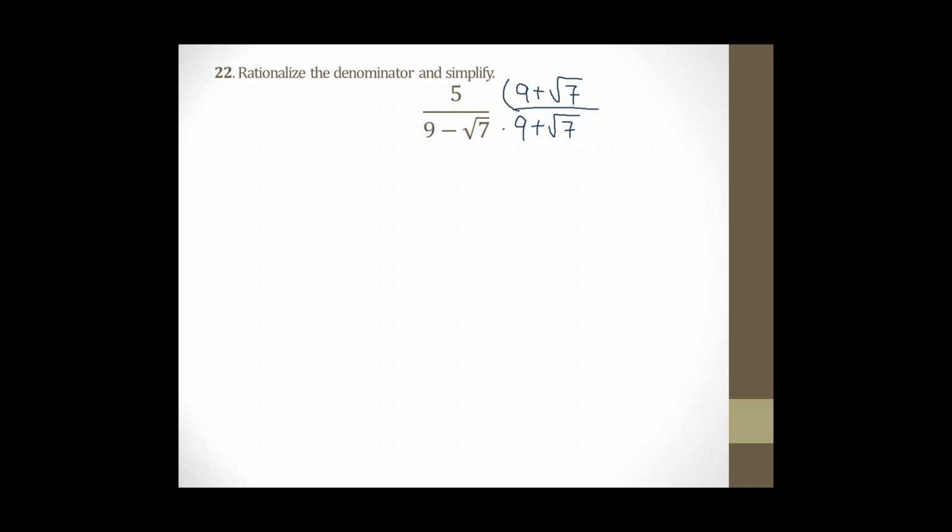Okay, so in the numerator, I'm just going to distribute the 5 to each term. 5 times 9 is 45. And 5 times the square root of 7, numbers times numbers, so plus 5, and then the 7 just hangs on, the square root of 7.